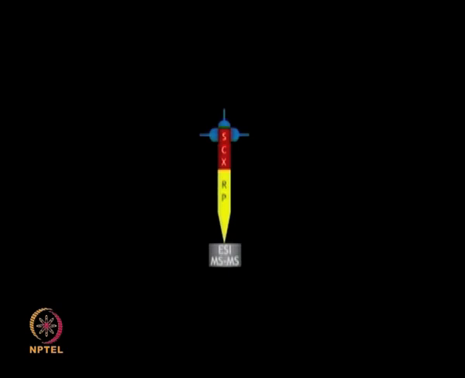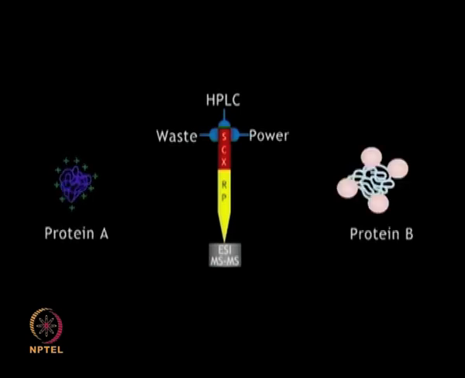Multidimensional protein identification technology or MudPIT is a widely adopted strategy that carries out two consecutive protein separations based on different principles, as shown in the animation here. Shown on either side is a protein with different properties.